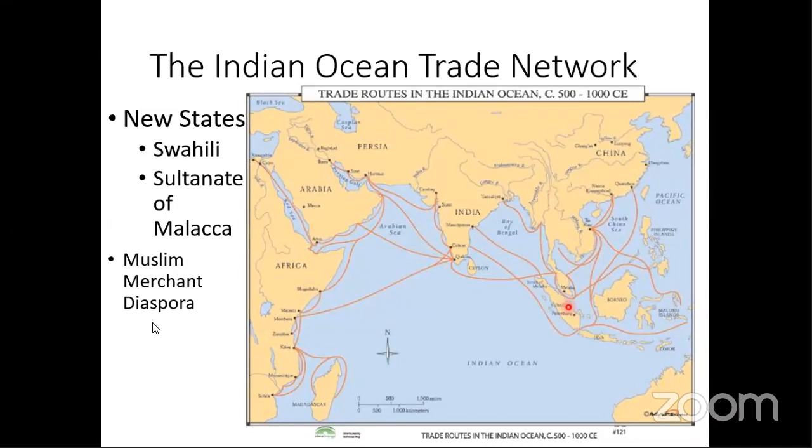As merchants moved to new places, oftentimes they stayed in those places for long periods of time and developed their own communities there. These minority communities of people who were far away from their homeland are often called diaspora or diasporic communities. One of the most common examples used in the Indian Ocean is the example of Muslim merchant diaspora communities. But there are also many Chinese people who left China and developed new communities in Southeast Asia. And there are other examples of diasporic communities in the Indian Ocean Trade Network as well.